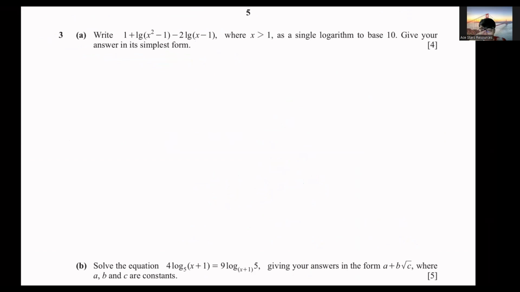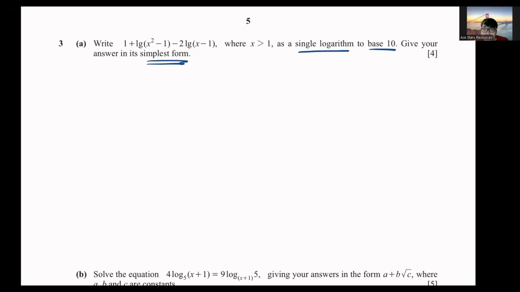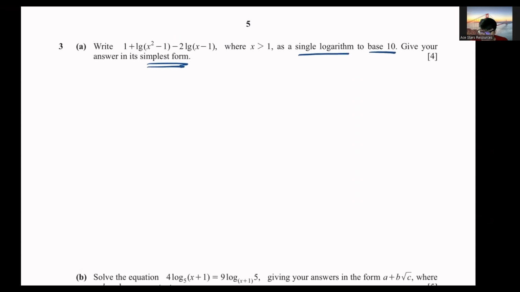Logarithm questions. Write 1 plus lg(x squared minus 1) minus 2 lg(x minus 1), where x is greater than 1, as a single logarithm to base 10. Give your answer in simplest form. Meaning you can't use your calculator for this. And in case those who don't know, lg is actually a short representation for log 10, log to base 10.